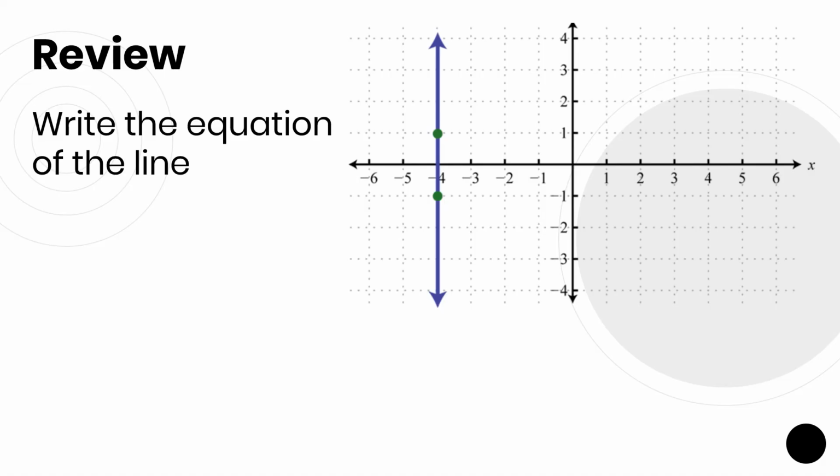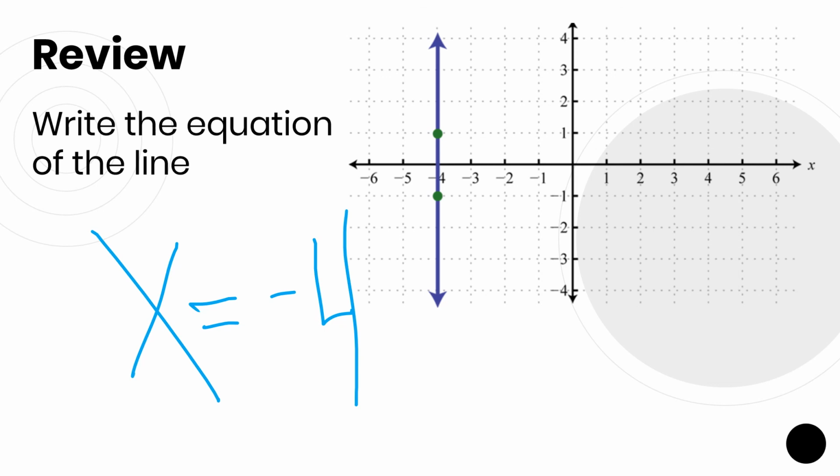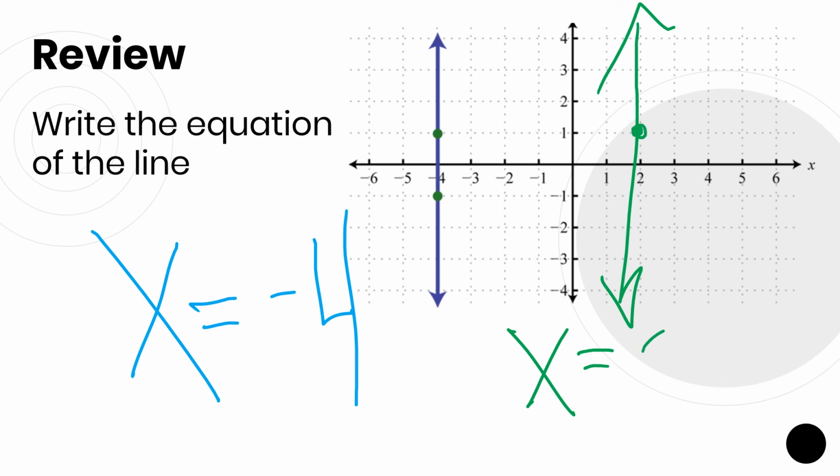Just a quick review. Vertical lines, remember, vertical lines slice the x-axis at whatever x number they're at. So if I ask you for a parallel line that goes through, I don't know, let's say (2, 1). Well, if it's parallel, it's also vertical through a different x number. So these two lines would be parallel.